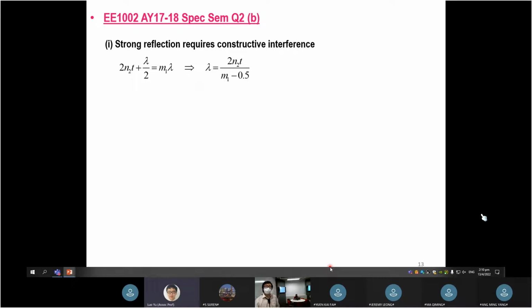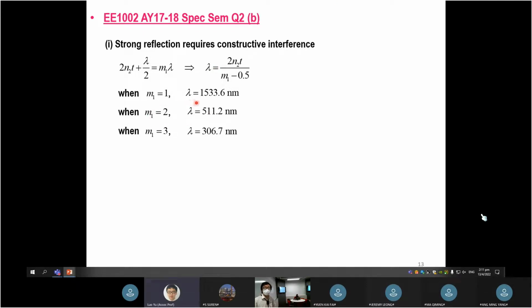Let's look at the first part. We set 2nt plus half lambda equal to m times lambda. Quickly you can get lambda equal to 2 times n2 t divided by an integer minus 0.5. Then we check, since m can be any integer, by substituting different integers m from 1 to 3, or even larger, whether any wavelength falls in the visible spectrum.